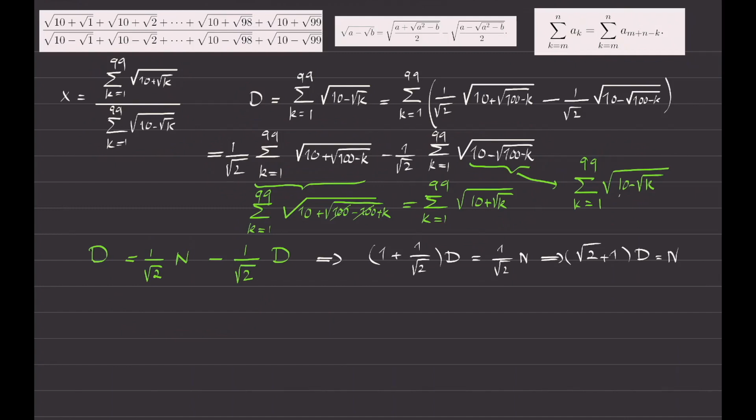But do you remember what we were looking for? We were looking for x, but x is the fraction, the numerator divided by the denominator. But instead of the numerator, I put the square root of 2 plus 1 times denominator, divided by the denominator. And the denominators are cancelled, so what is left for me is just simply square root of 2 plus 1. And this is the final answer.